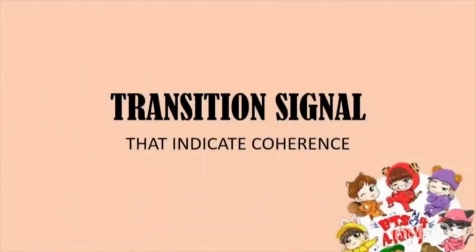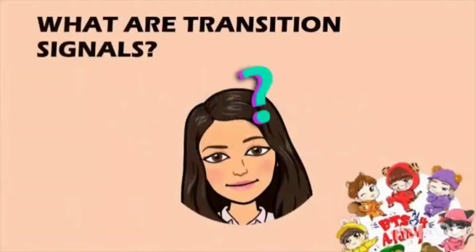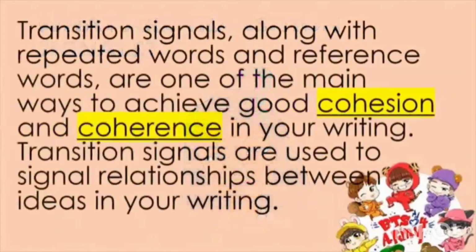Good afternoon, everyone. We're going to have our new lesson for today about transition signals that indicate coherence. What are transition signals? Transition signals, along with repeated words and reference words, are one of the main ways to achieve good cohesion and coherence in your writing. Transition signals are used to signal relationships between ideas in your writing.